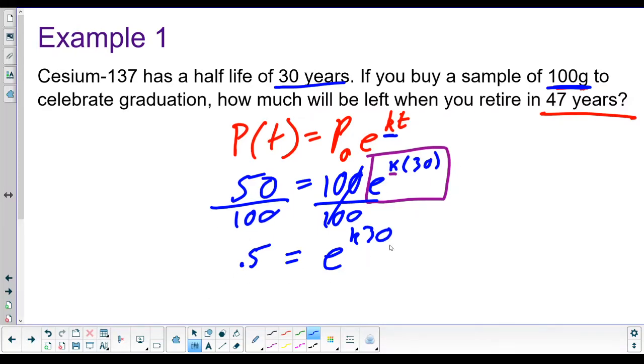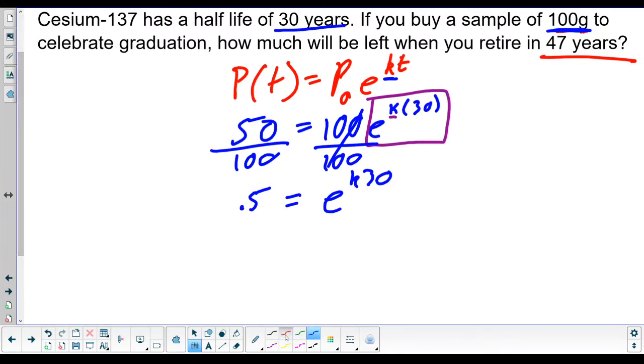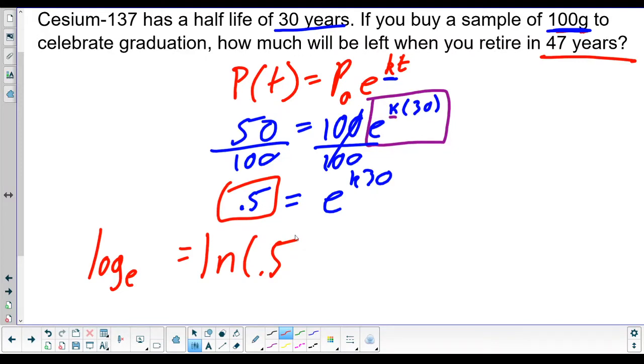Now to solve this, you have to think back to the last lesson, and we have to rewrite this as a logarithm. So we're going to have log, and our base is e. So I'm going to write natural log. This is the same thing as log base e, but because the base is e, that's special. It happens really often, so they gave it its own thing. So it's a natural log. So the argument is whatever the exponential equals, so put the 0.5 inside the natural log, and logs equal exponents, so 30k.